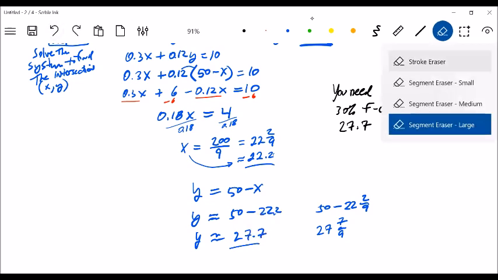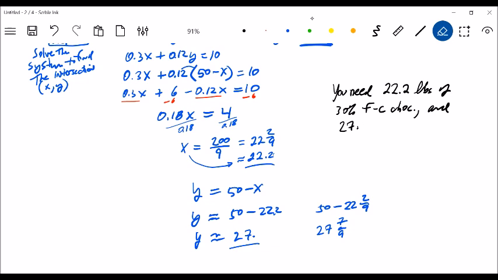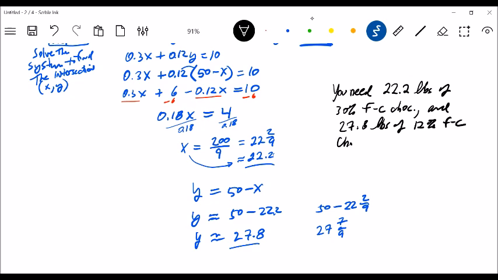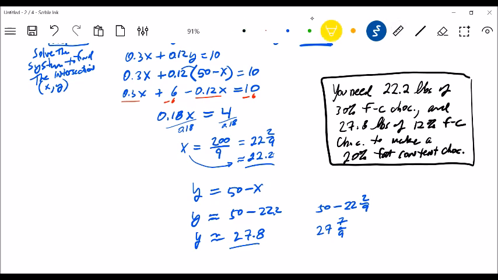Hold on. I need to make that smaller. So it's really an 8 here. And that means this is 8 pounds of 12% fat content chocolate to make a 20% fat content chocolate. Box the whole thing, but I'm going to say 22 pounds of 30%, 27.8 pounds of 12%.